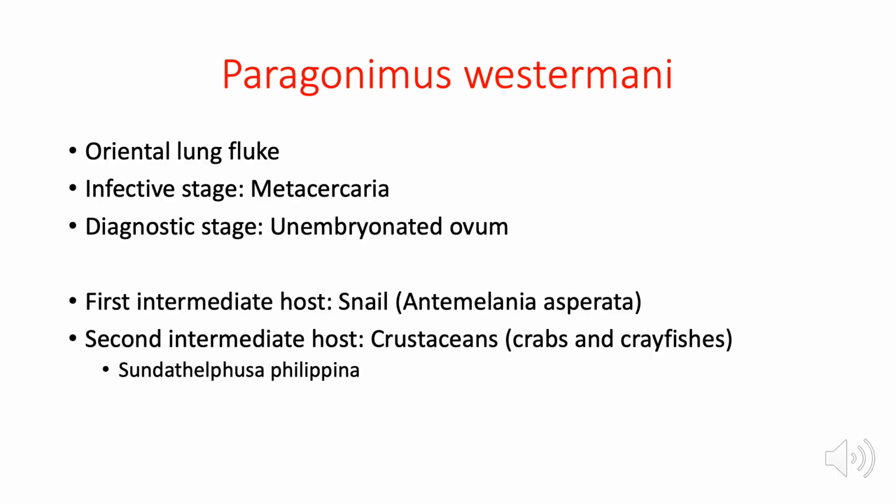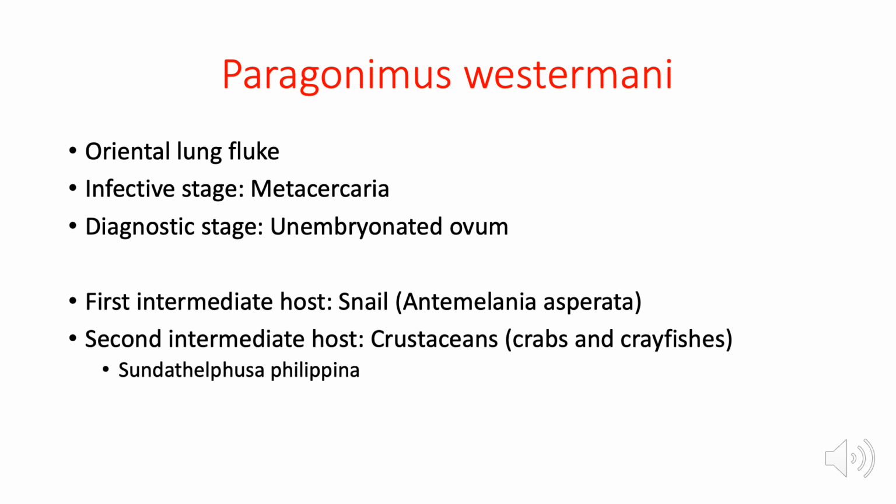Paragonimus westermani is popularly known as the oriental lung fluke. Don't worry, this is the only lung fluke that you need to memorize. The infective stage to humans is the metacercaria. The diagnostic stage is the unembryonated ovum. You really have to specify that it is unembryonated. Diagnostic specimens include sputum and stool, especially if the person swallows his sputum.